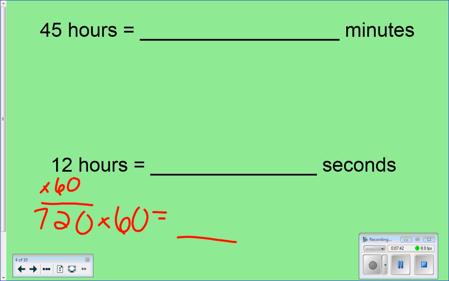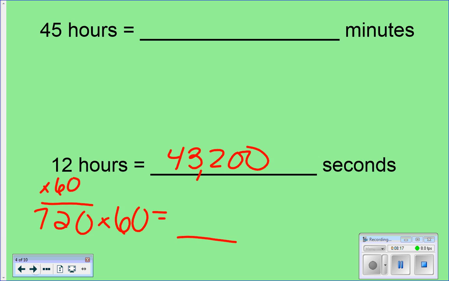Yep, 3,600. You could do 12 times 3,600. That would also work. No, this is not two-step. I'll show you what those look like. So this is not the two-step ones I'm talking about. The two-step ones I'm talking about have two totally different units of measure I want you to change it to. So, yep, this is not a two-step. You'll see that in a second. Okay, well, we're not done yet.